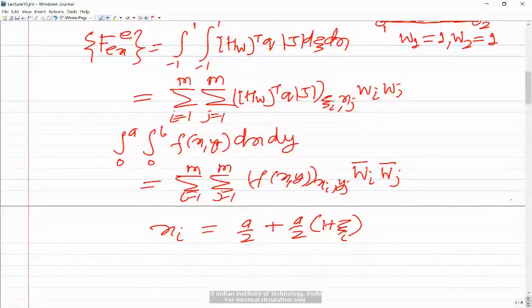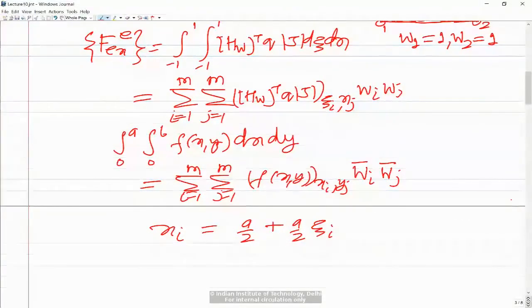So this will not be plus. Let me correct this. You are going to just relate xi and eta. So this is going to be plus a by 2 into xi_i. So when xi is -1, this is 0, and when xi is +1, this is a, and it's a linear variation. So this is how you calculate.